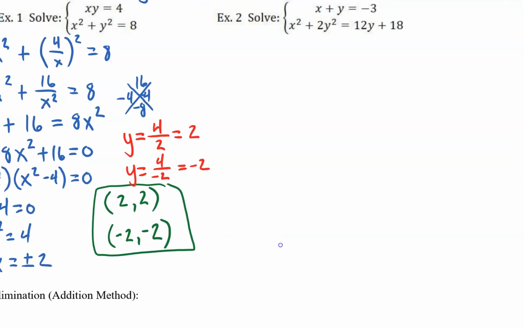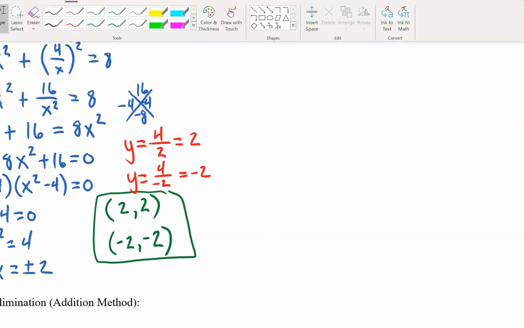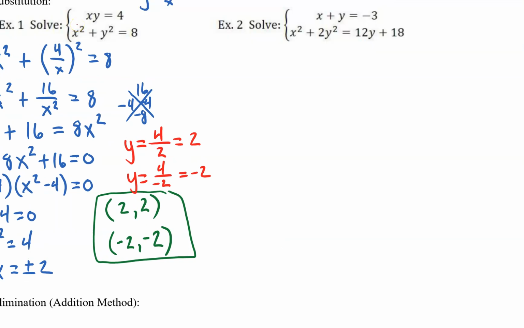Hopefully that makes sense. Depends on which one we use. Let's take a look at this next one. This next one is a line and it looks like another circle.